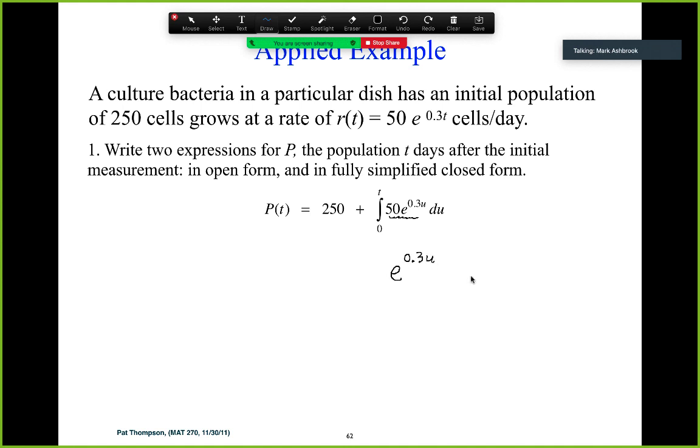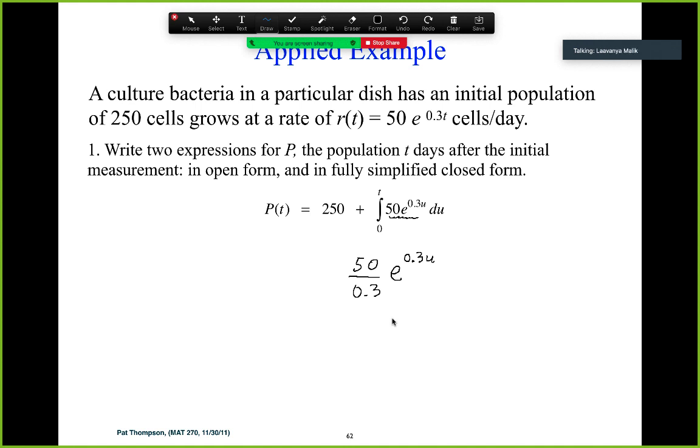Well, first of all, it's e to the 0.3u. But we know that by the chain rule, if you took the derivative of that, you'd also have a times 0.3 that we don't have here. So how do I need to adjust this? My 50, and then also over 0.3.